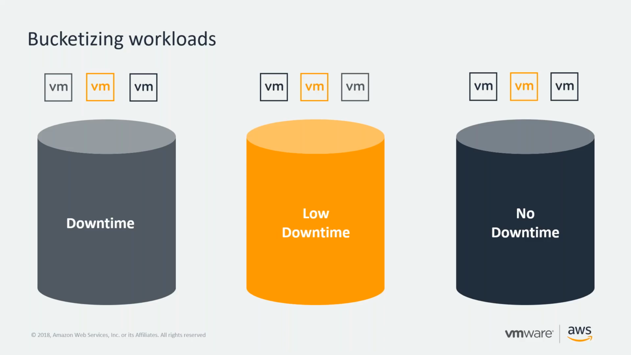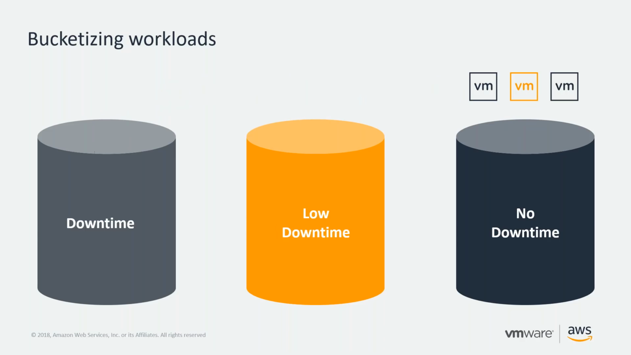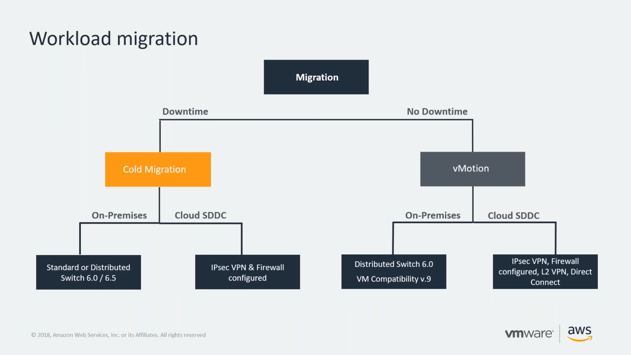You have those with no downtime on the right, and those are the ones that can't incur any downtime. vMotion is probably a great solution there. We also have HCX, which we'll talk about, and low downtime are those that we can incur a little bit, but we don't really want to if we don't have to. So the idea here is that you can do an analysis on your environment and see where you can put all these different workloads. Being able to then bucketize them and prioritize your applications and which ones move is very helpful.